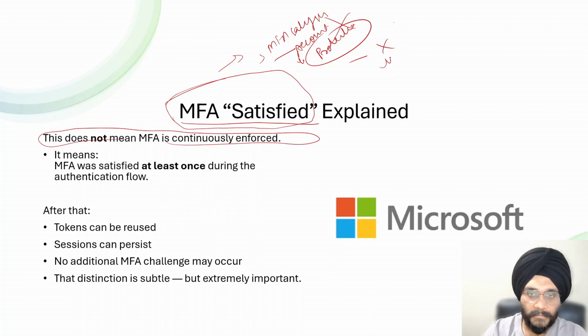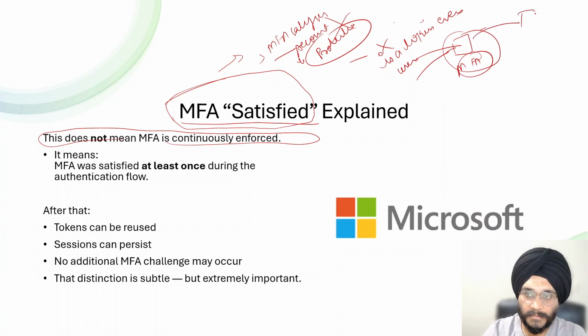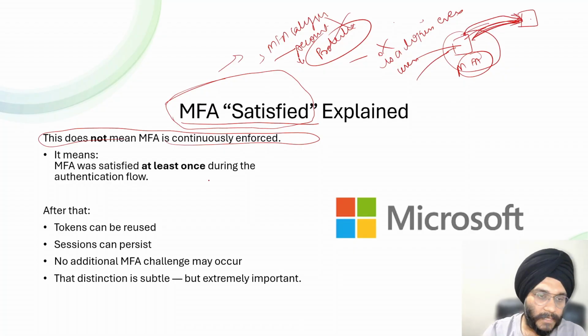MFA is a login event, which means you enter username, you try to log into an application, password is shared, MFA will be triggered. However, if this user has already signed in and tries to access another application, MFA will not be triggered. A token will be used to log into this one, so that MFA is satisfied at least once during the authentication flow. So once MFA is satisfied, you will not be prompted for MFA. After that, tokens can be reused.